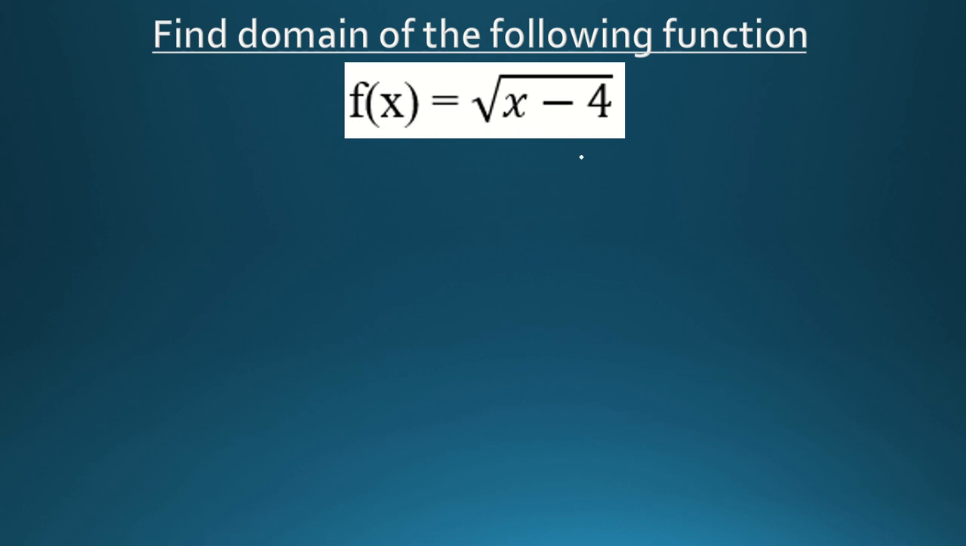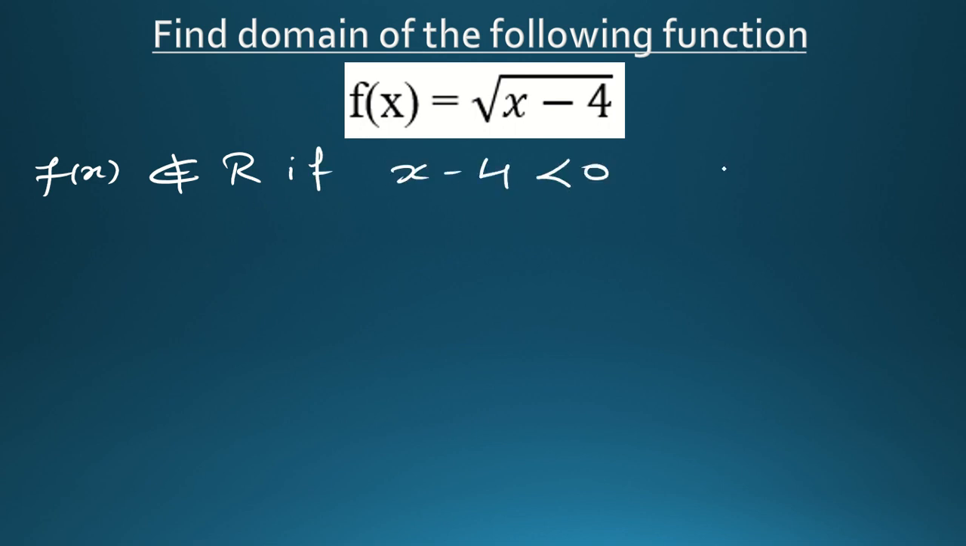Now, see, this is the square root function, and as I told you, f(x) will not be real if x minus 4 is negative. x minus 4 is negative means x is less than 4. If you take values smaller than 4, you can check by putting 3, 2, 1. Inside the square root sign you will have a negative real number.